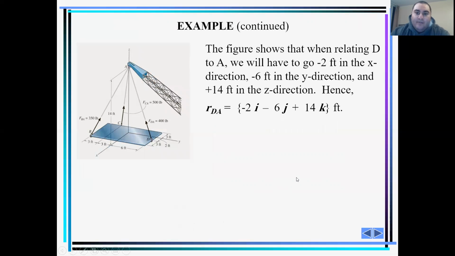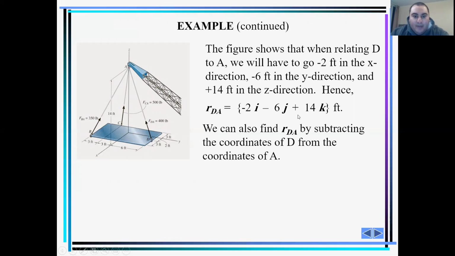Okay, so the figure shows that when relating D to A, we have to go minus 2 feet in the X direction, minus 6 feet in the Y direction, and plus 14 feet in the Z direction. So we get our RDA is equal to minus 2I minus 6J plus 14K. We can also find RDA by using the other method, which is subtracting the coordinates of D minus the coordinates of A, which we just saw before.